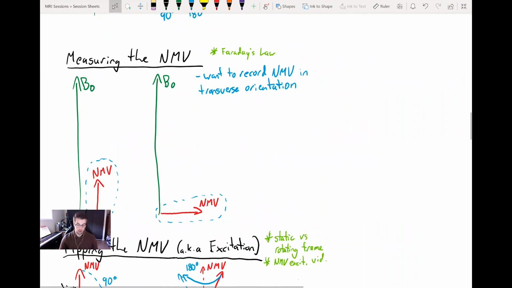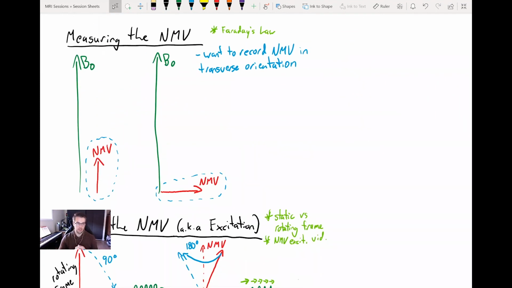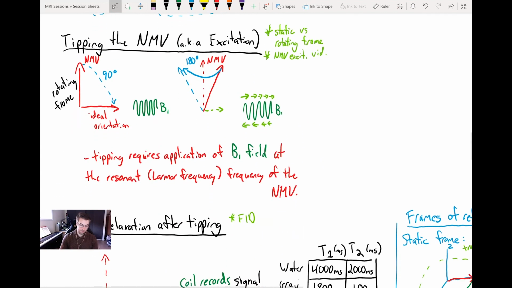Next, we talked about how we want to record signal from the NMV in the transverse orientation, kind of just getting away from the B0 field so that we don't see that interference, and we can actually measure just the NMV, kind of isolate it, and record signal from the NMV alone using Faraday's law, which says that any moving magnetic field can induce a current in a piece of wire, which is a receive coil in the MRI machine, and that's how we're actually recording a signal that we can later use to process an image, which I hope you're as excited as I am to get into next time.